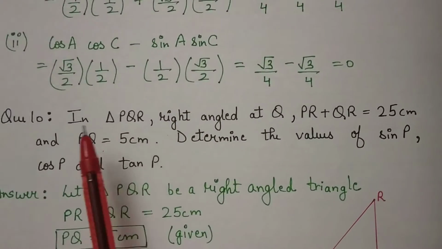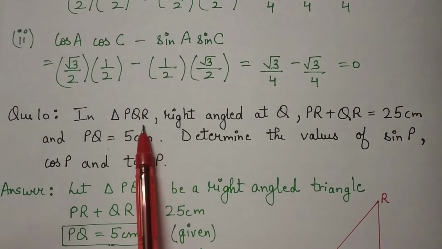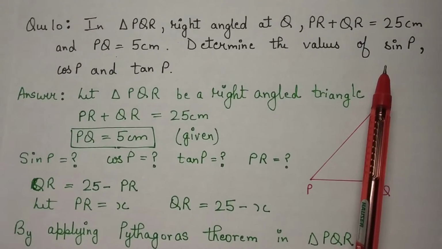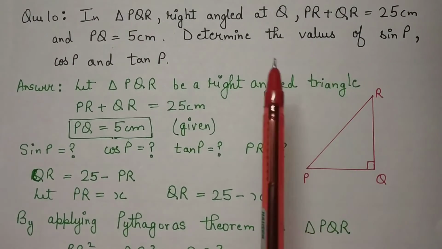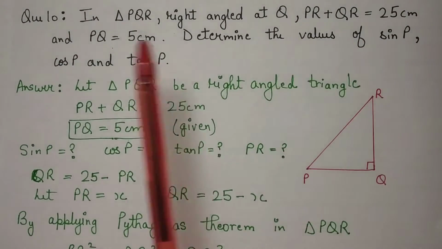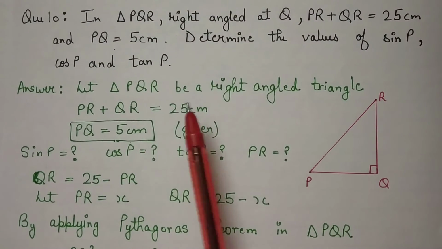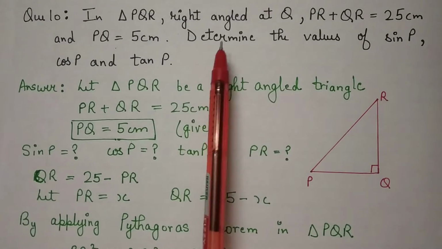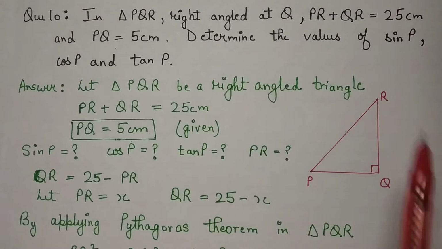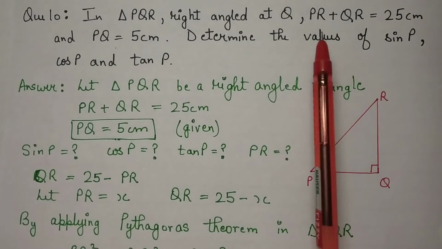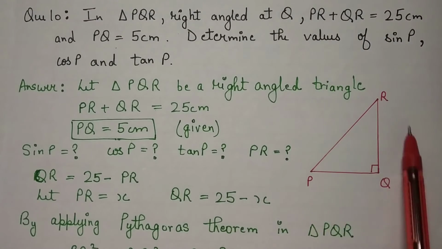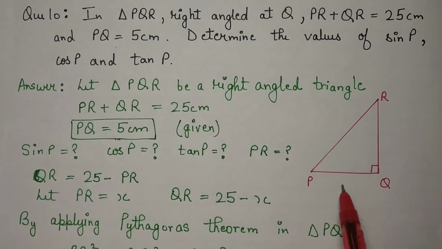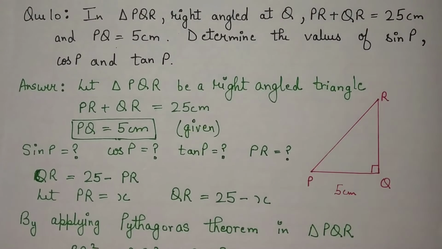Now question number 10. In triangle PQR, right angled at Q, PR plus QR is equal to 25 centimeter and PQ is equal to 5 centimeter. Determine the values of sin P, cos P and tan P. Means for PQR I need to find. PQR is a right angle triangle, right angled at Q. PR plus QR is 25 and PQ is equal to 5 centimeter. Right?